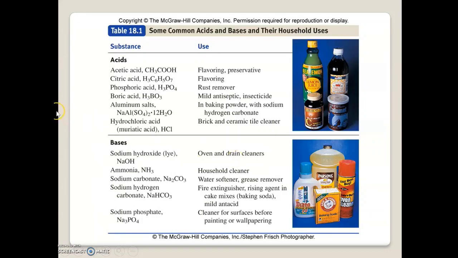Okay, so these are examples of the acid and base that we can find in our daily life. This is from Table 18.1 in our textbook. If you look at the acids, we have acetic acid that is used as flavoring and preservative. We have citric acid, phosphoric acid, boric acid. Boric acid can be used as an antiseptic. It is also used as a food preservative. We have aluminium salt, HCl, and so on. Examples of the base that we use in our daily life are sodium hydroxide, ammonia, sodium carbonate, etc.